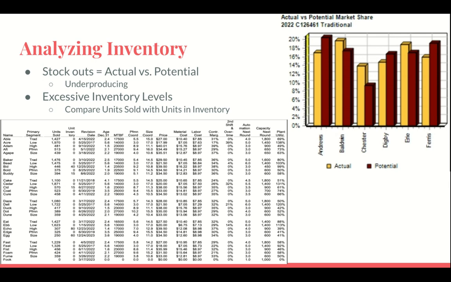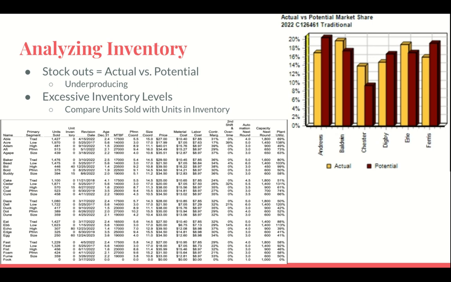First, check for stockouts. This can be found in the CAPSIM Courier on each segment analysis page. Look for an actual versus potential graph that looks like the one that's here on the right side of my screen. Based off this graph, you may have underproduced and turned away customers. The difference in these values will show you how badly the stockout hurt you.